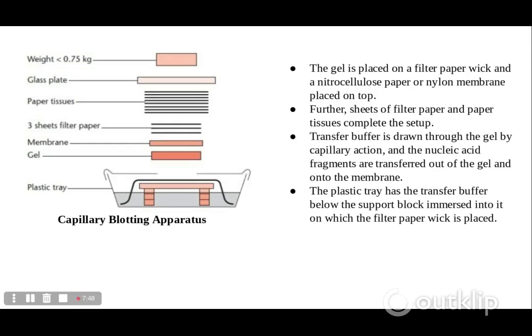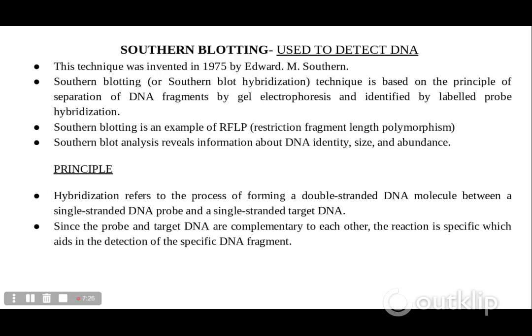Now, this is a typical capillary blotting apparatus. The gel is placed on a filter paper wick, and a nitrocellulose paper or nylon membrane is placed on top. Further sheets of filter paper and paper tissues complete the setup. Transfer buffer is drawn through the gel by capillary action, and the nucleic acid fragments are transferred out of the gel onto the membrane. The plastic tray contains the transfer buffer.